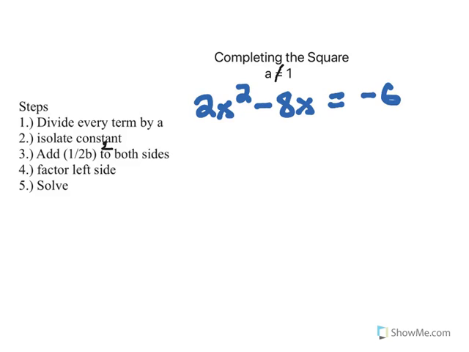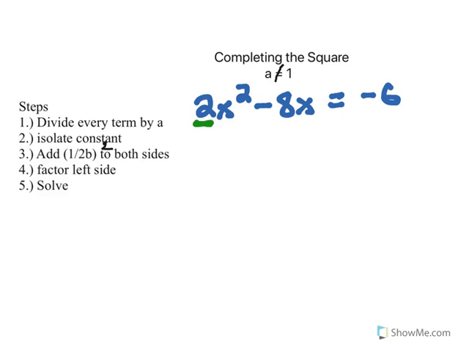So today we are going to continue working on completing the square, which we started yesterday. Hopefully you guys are finding it fairly easy. Today is going to be very similar to yesterday, but one thing you should notice that's a little bit different with this initial problem, 2x squared minus 8x equals negative 6, is that we have a value of 2 for our a.